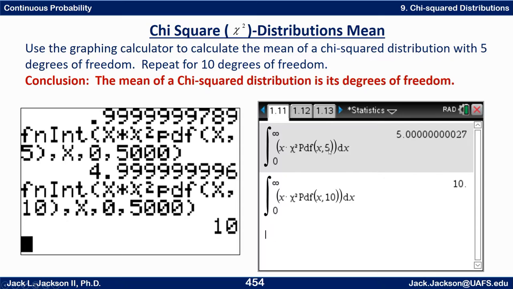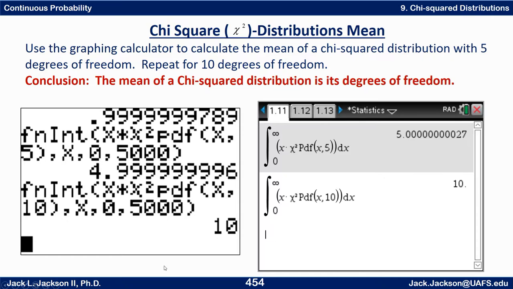So here, if I have 5 degrees of freedom and it's a chi-square, notice that this turns out to be, well, 5 basically. And this one turns out to be 10 when I put in 10 degrees of freedom. You could try several others, but this suggests that perhaps the mean of a chi-square distribution is the same as its degrees of freedom, and in fact that's actually true. And we could do the same thing in the older operating system over here on a TI-84. Again, this is approximately 5. That one is 10. So we can see the same thing there.